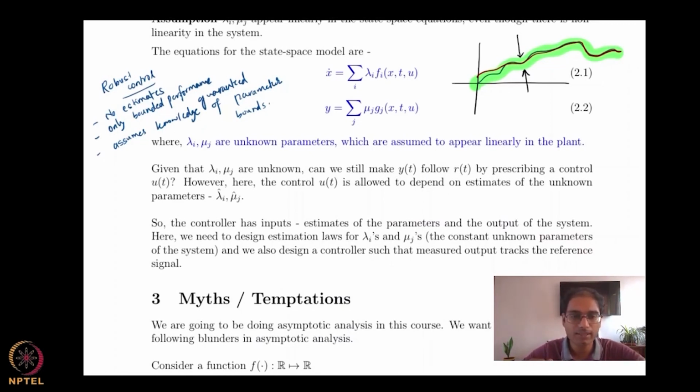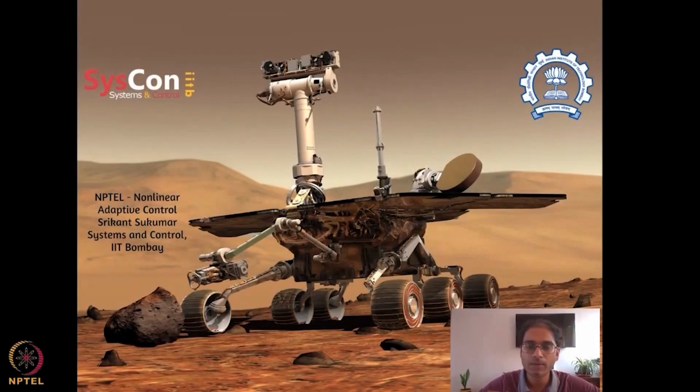So that is the end of what we want to talk about in this lecture. In the next lecture, we will go towards what are the typical myths and temptations. So we jump right into the mathematics of things. This is of course a very, very mathematically oriented course. But soon enough, you will start seeing connections with real systems. And so the hope is that you can actually take up a real system eventually and use what you learned in this course in order to do adaptive design.